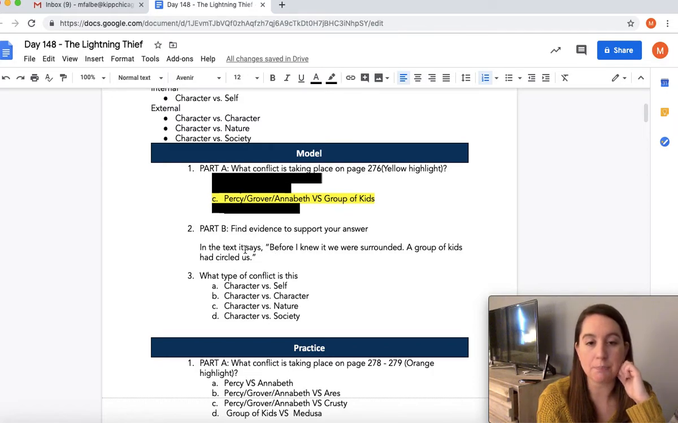So I said this. In the text it says, "Before I knew it, we were surrounded. A group of kids had circled us." Because that proves that they're having a problem with a group of kids.